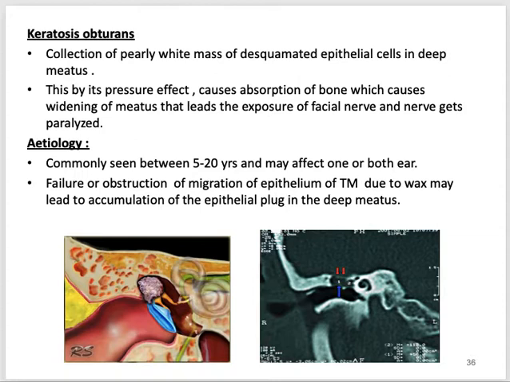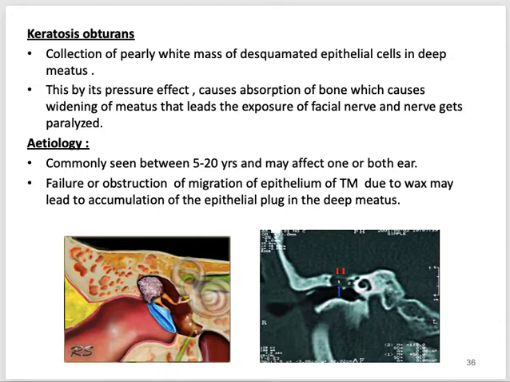One of the things is keratosis obturans. Okay, not so important, but of course we are discussing the conditions related to this. So what is this? This is a collection of pearly white mass of desquamated epithelial cells in the deep meatus.